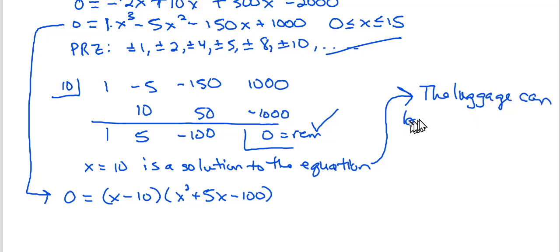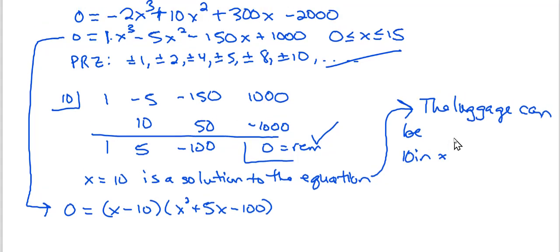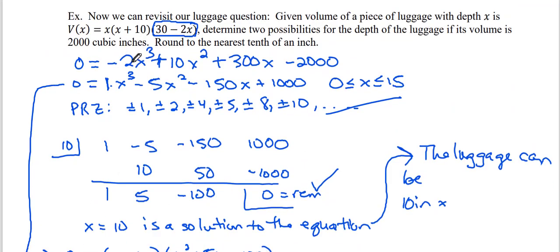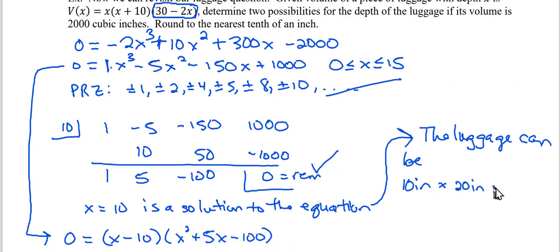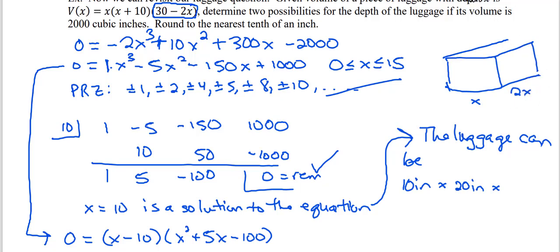can be 10 inches is the x. One of the other dimensions was the x plus 10, so that would be 20 inches. The other dimension was 30 minus 2x. If you recall, you could flip back to that picture, but I think the front one we called x plus 10, and this one we called x. And then the height here ended up being 30 minus 2x.